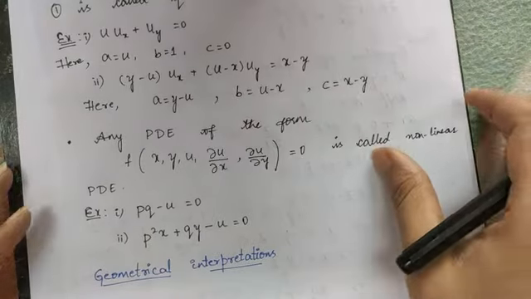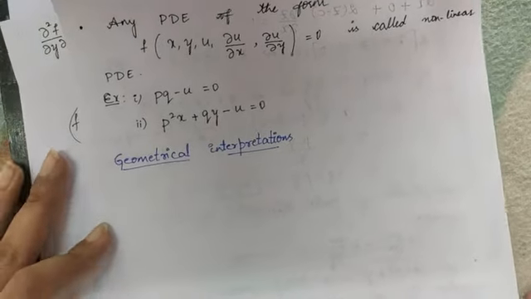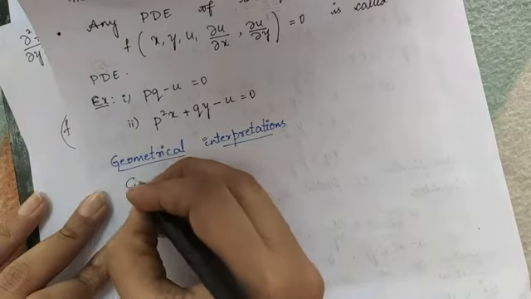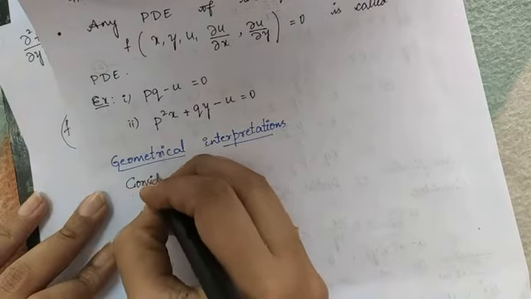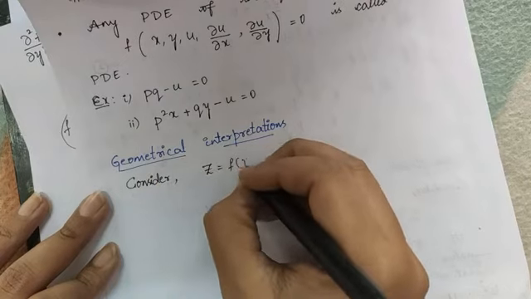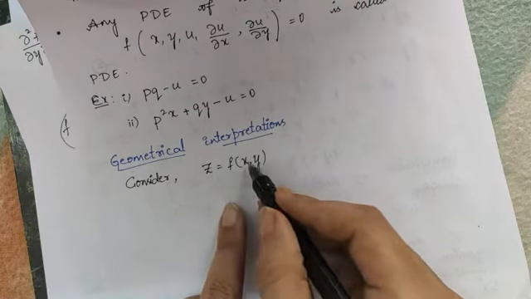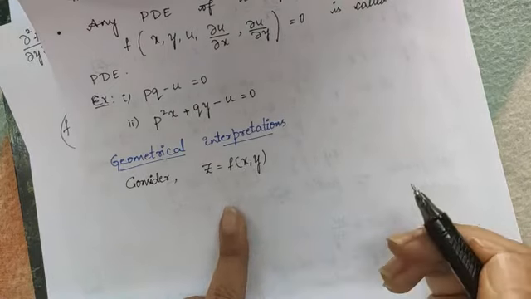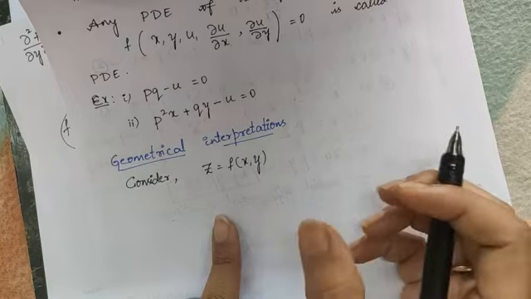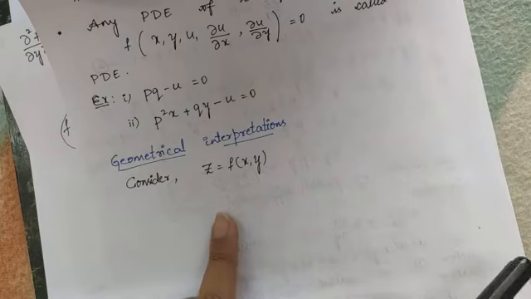In order to explain the geometrical meaning or geometrical interpretations of PDE, let us first consider a function. Consider z is equal to f of x comma y. So my function consists of two variables x and y. For this I will draw a graph. From that graph let us explain the meaning of our partial differential equation.